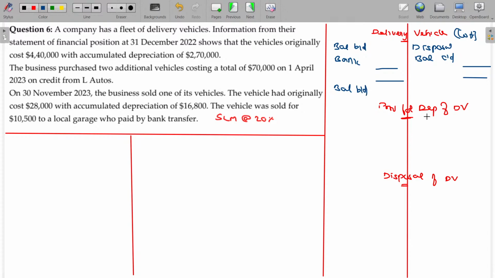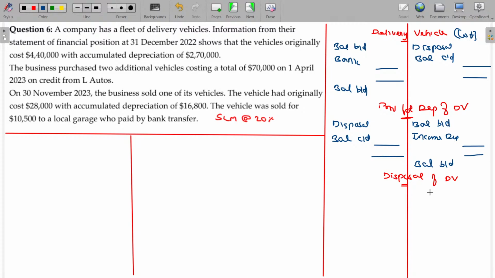In case of provision for depreciation, balance brought down, balance carried down. Here income statement, and here the disposal account: the accumulated depreciation on the asset disposed. This balance can be transferred to the next year beginning.